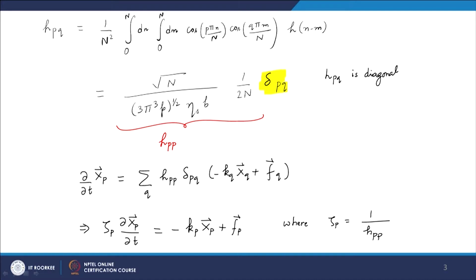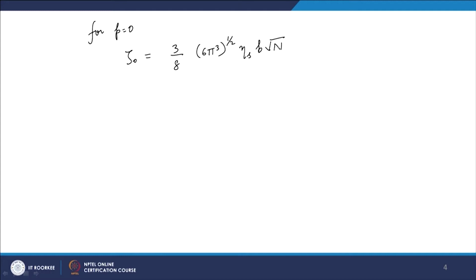Just like what we had in the Rouse model, we also have to do the p equal to 0 case separately, and for p equal to 0 case, it turns out that zeta_0 is 3 by 8, something like this.